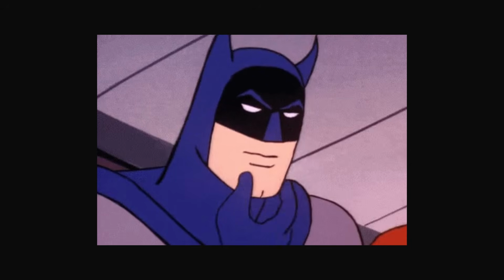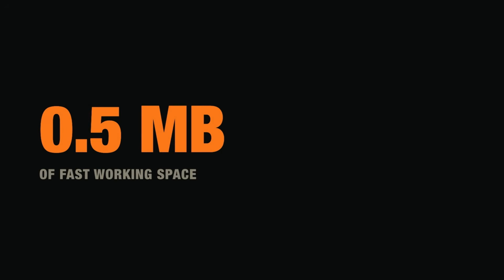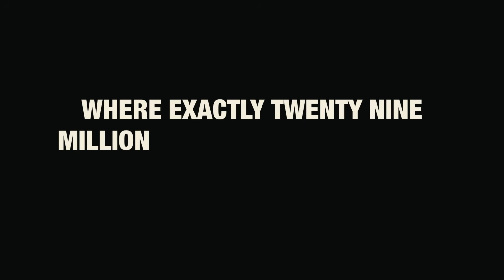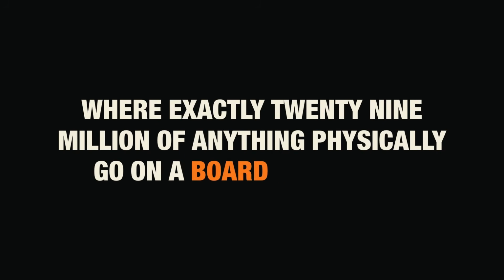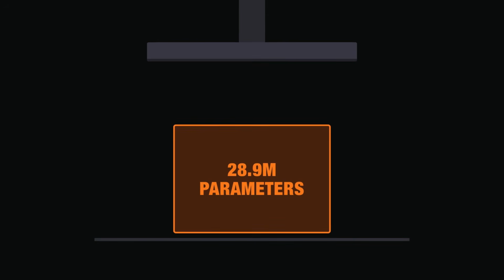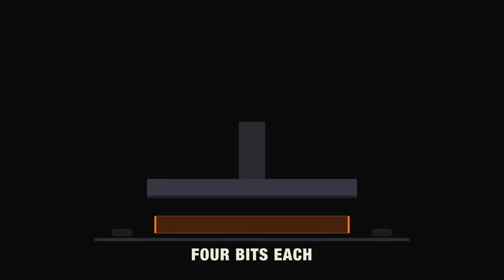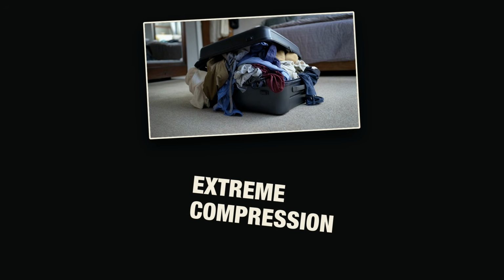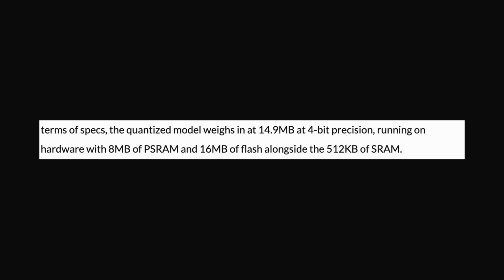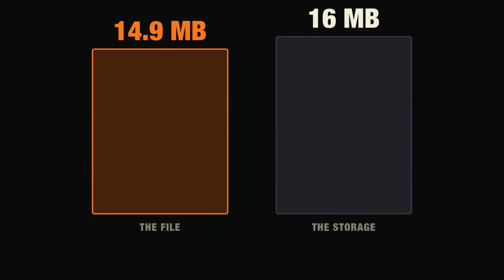And it makes the whole thing hard to explain, because even if you accept that the code is efficient, you're still staring at a chip with half a megabyte of fast working space, and you still have to answer where exactly 29 million of anything physically go on a board this cheap. The developer posted this exact breakdown on Reddit, explaining that you have to aggressively squash the parameters down to 4 bits. But it turns out that even after that extreme compression, the model still weighs about 14.9 megabytes as a physical file. Because the board has 16 megabytes of storage, the file only just fits on the thing at all.